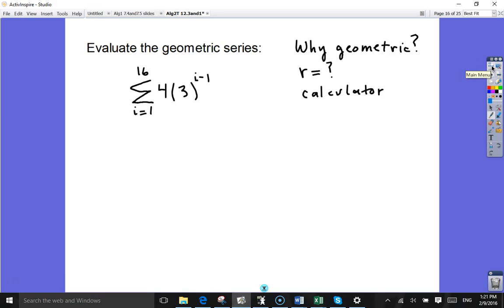Okay, so evaluate. Now this is actually the same series as the last page, but now it's written with a summation. So the first thing is, if you're given that kind of a problem, how do you know that it's geometric? Well, what did I say about what it looks like when it's geometric? If it's arithmetic, it looks linear. If it's geometric, it looks exponential, something being raised to a power. So that's how you know that it's exponential.